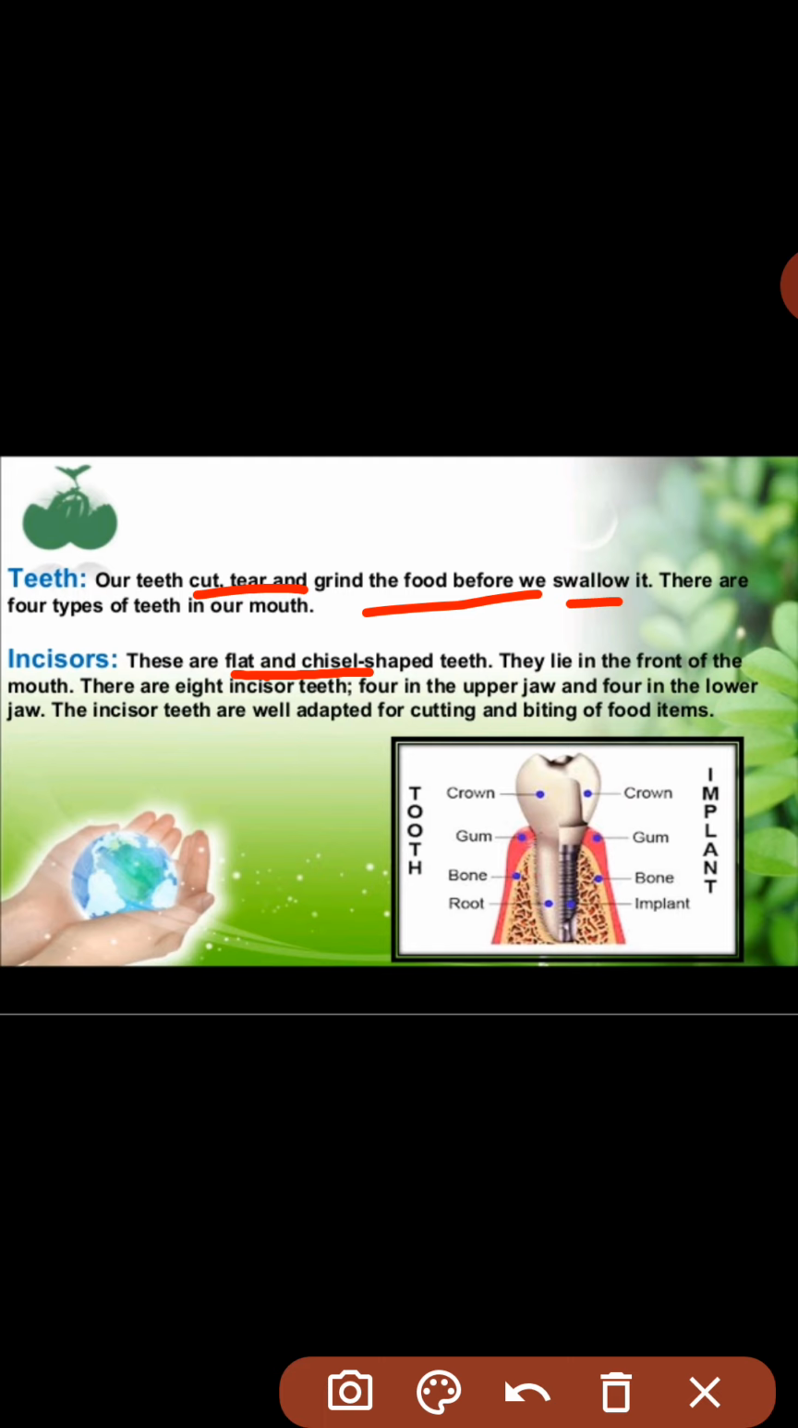The incisor teeth are well adapted for cutting and biting food items. So this is the use of the incisor teeth. They help to cut and bite the food items that we eat.